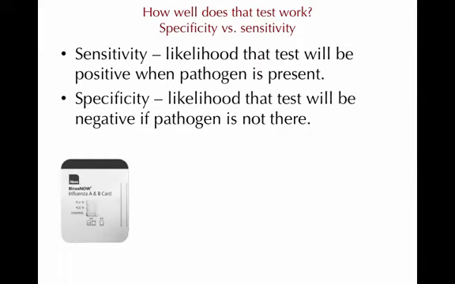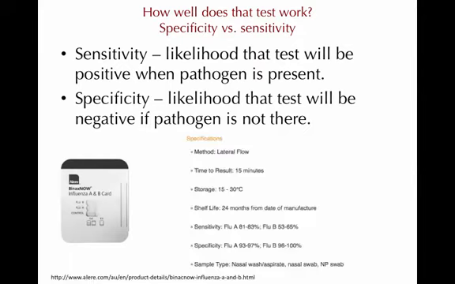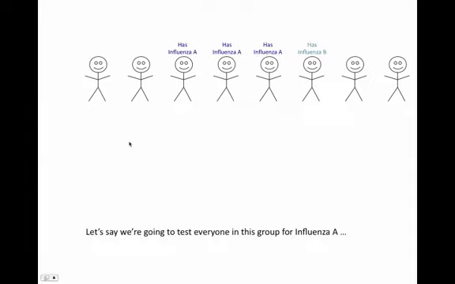And many types of diagnostic tests are available that will have information that tells you about the sensitivity and the specificity of that particular test. We're going to look at a hypothetical example of some different tests that vary in terms of sensitivity and specificity. We're going to assume that we've got a group of people, some of whom have influenza A and others who don't. And we're going to test everybody in the group for influenza A.